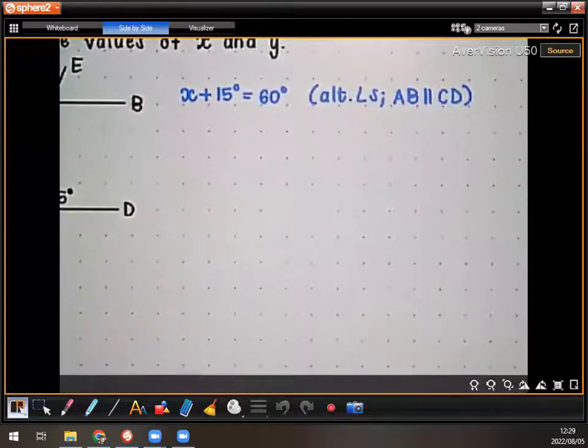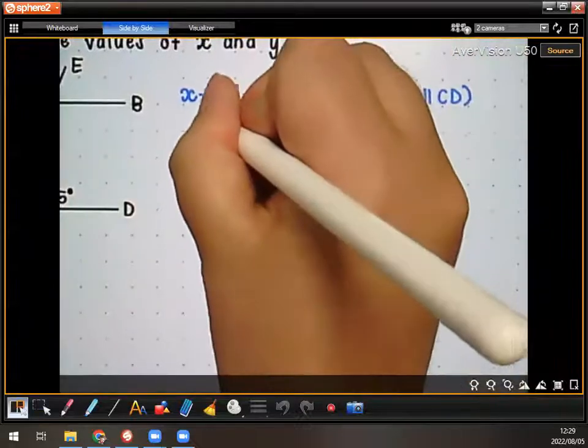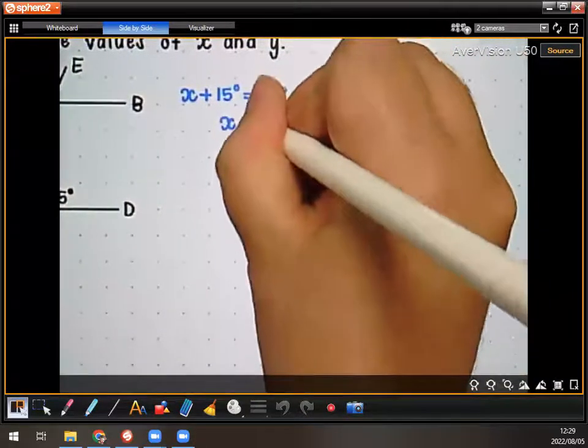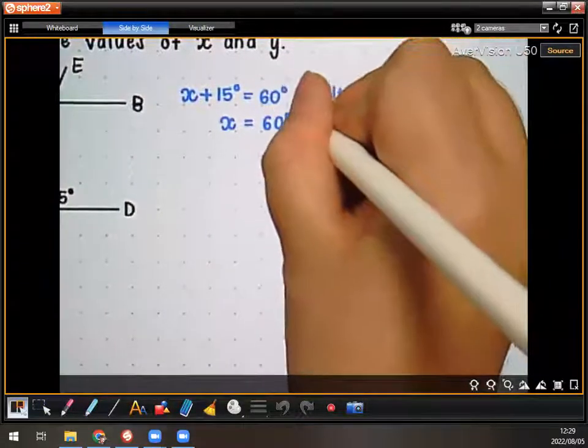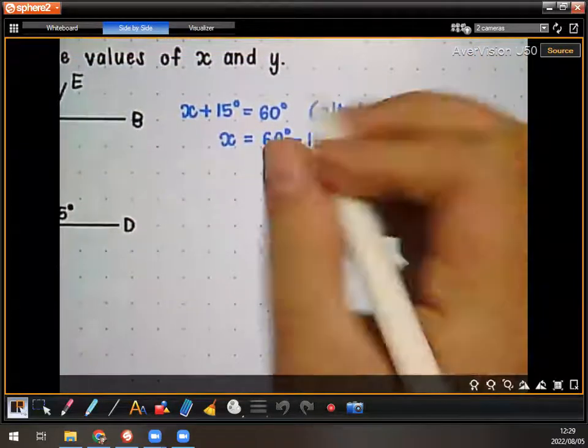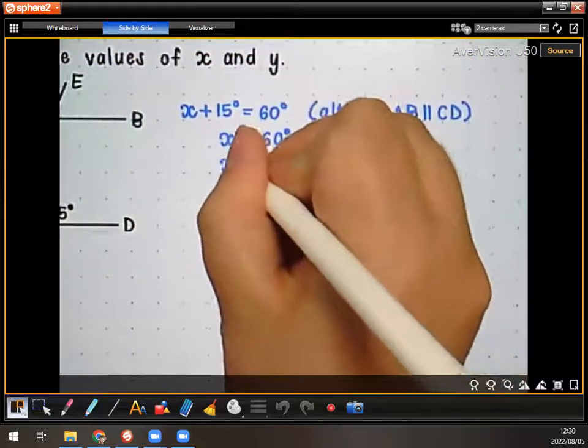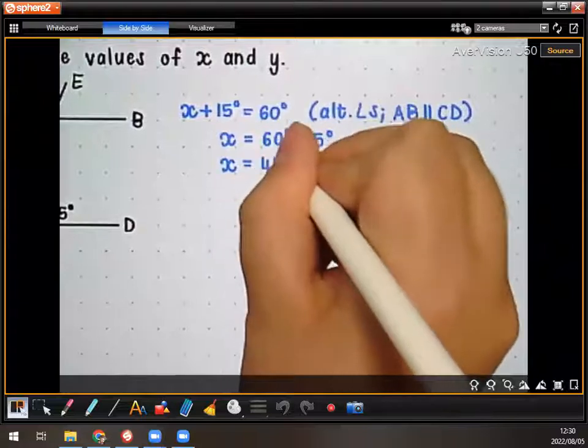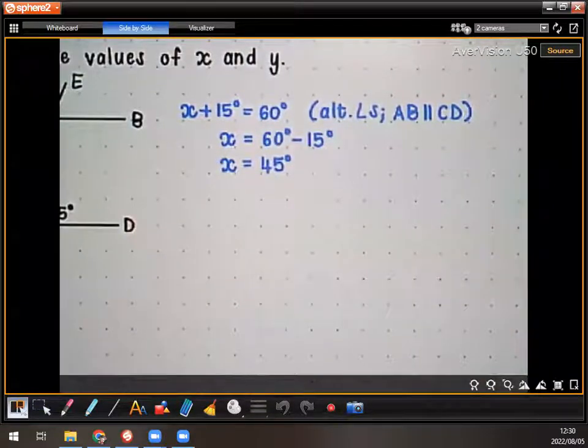Right, what's the opposite of adding 15? Adding 15 is subtracting 15. So we are going to say 60 minus 15, which is what? 45 degrees. There we go. So x equals 45.